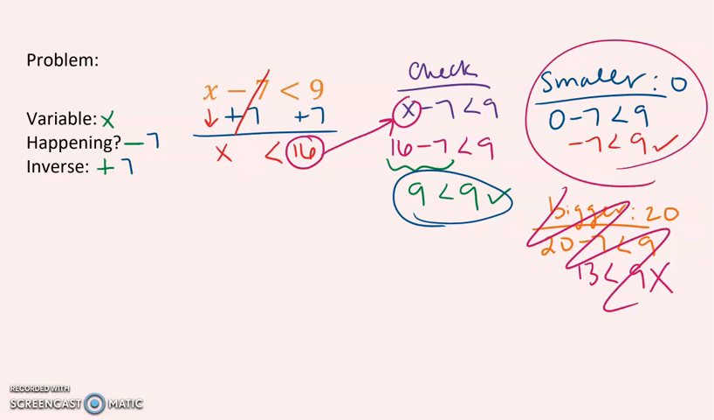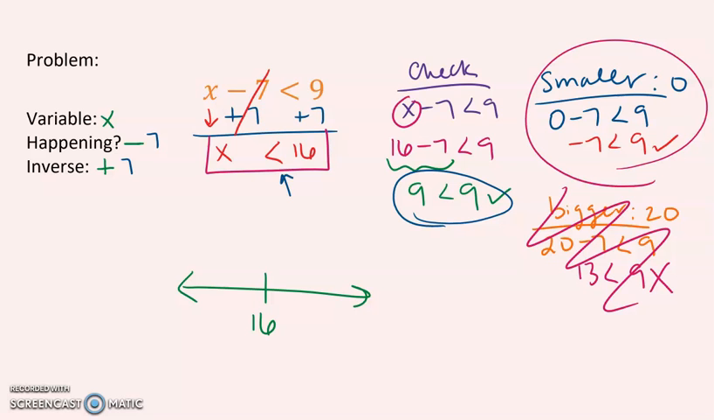So I've checked 3 different numbers. I can say with all sorts of certainty that x is less than 16. So now we need to graph it. And this is really the new step here. So when I graph, I'm going to draw my number line. And the only number I personally care about having on my graph is that 16.